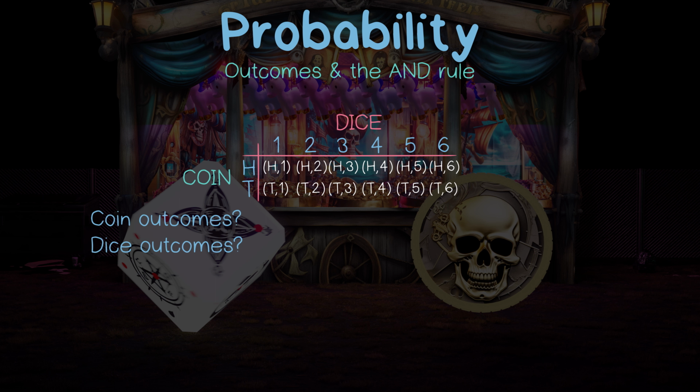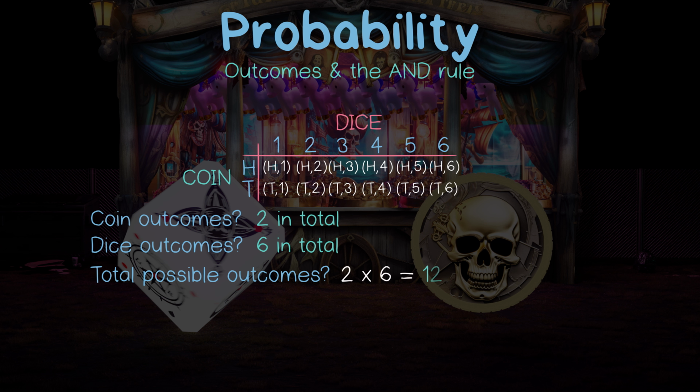For the coin flip, we have either heads or tails, and for our dice, we have 6 possible outcomes because it can land on numbers 1 to 6. So to find the total possible outcomes, when we flip a coin and roll a dice at the same time, we multiply our individual possible outcomes together. So 2 times 6 equals 12 possible outcomes.